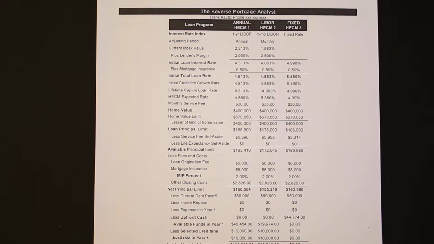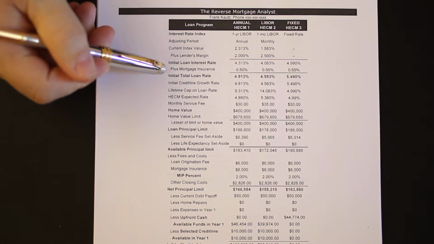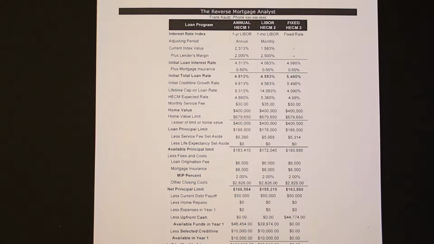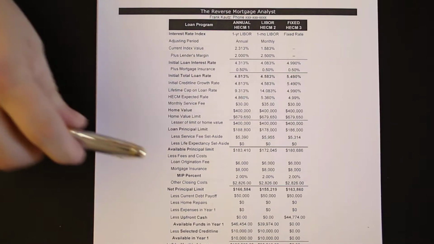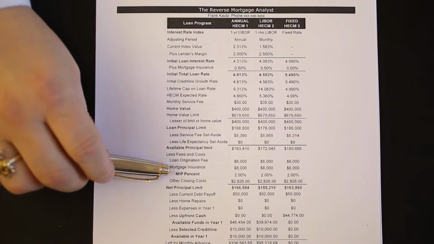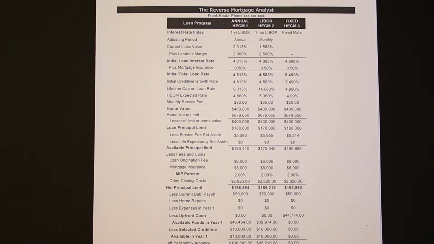Next up is our mortgage insurance. You'll note that it's 0.5%. There's also, down here in the one-time charges, a one-time charge for the mortgage insurance. I'll come back to that when I get to my one-time charges.